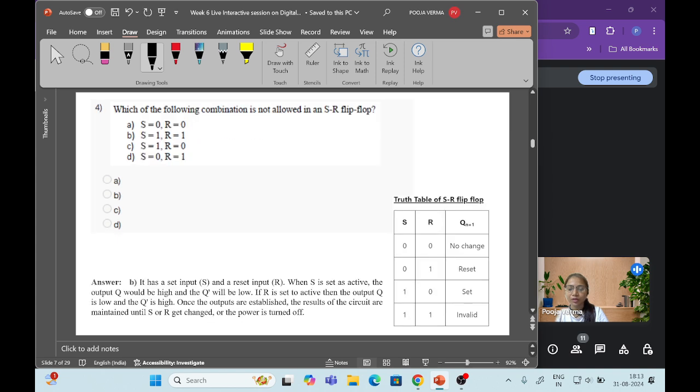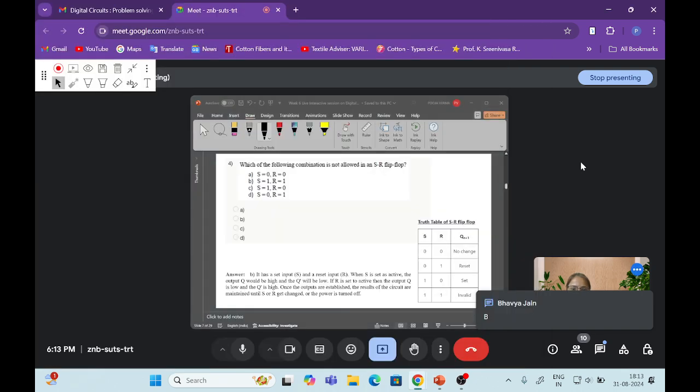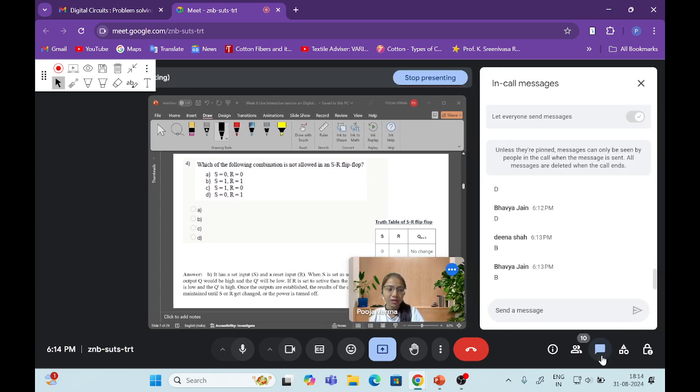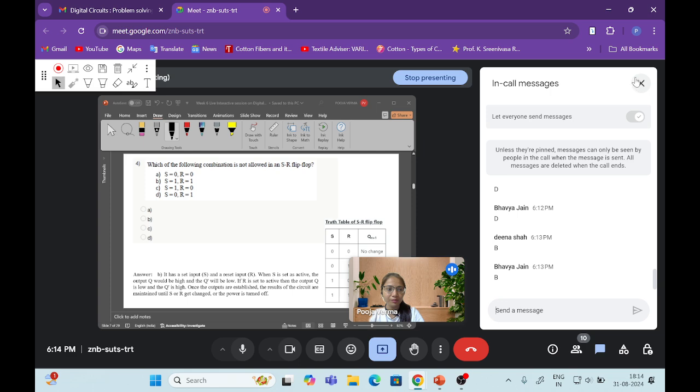Okay, so moving to the next question. Which of the following combinations is not allowed in SR flip-flop? Option A, S is equal to 0, R is equal to 0. Option B, S and R are 1. Option C, S is 1 and R is 0. Or option D, S is 0 and R is 1. So which of the following combinations is not allowed in SR flip-flop? Option B is correct, but why?